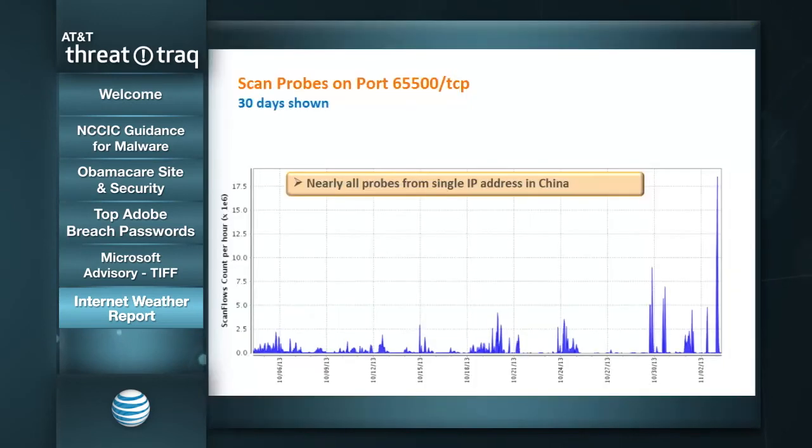Next one here is scan probes on port 65,500 TCP. I don't know of any specific applications that are using this port. There have been some worms or backdoors and Trojans that have been associated with this port in the past. I'm not quite sure why that particular port was chosen. In any case, nearly all of these probes are from a single address located in China, and it's not particularly aggressive activity, spikes here and there. We saw a little over about 18,000 probes in a given hour on this particular port, but it was not sustained activity.